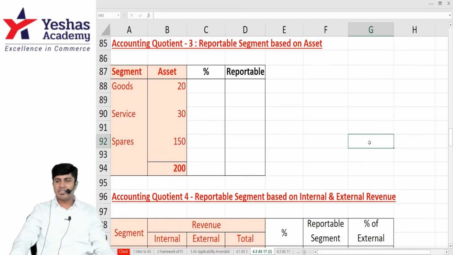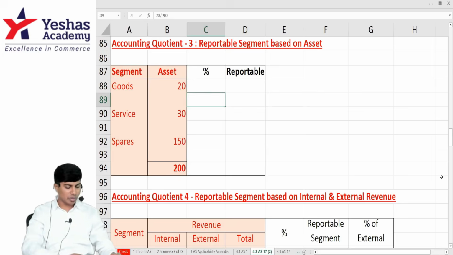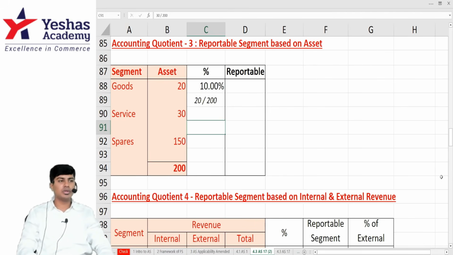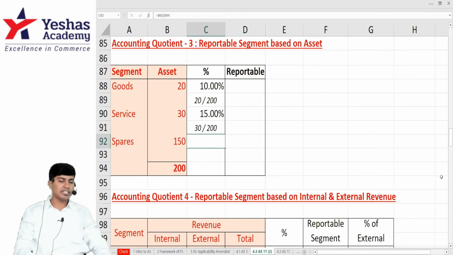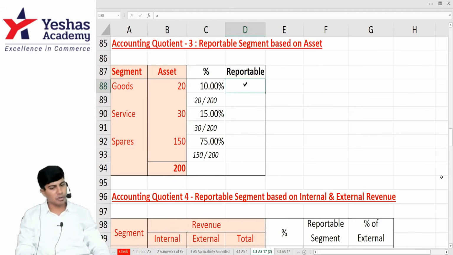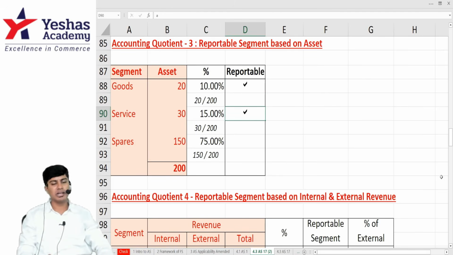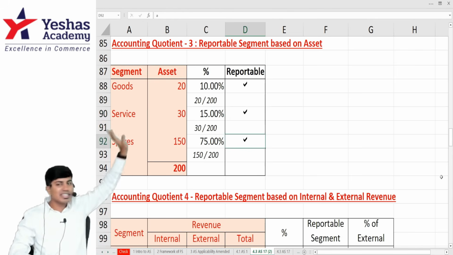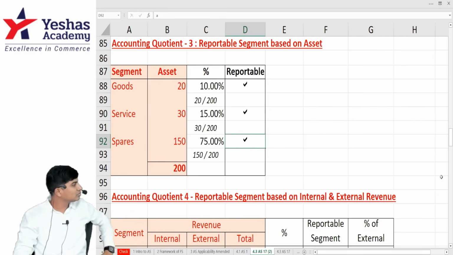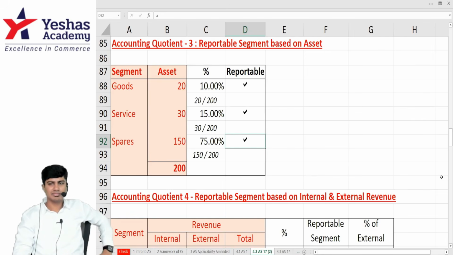Easy. They've given segment-wise assets. Total assets is 200. 20 by 200 into 100, 10%. 30 by 200 into 100, 15%. 150 by 200 into 100, 75%. Which of it is equal to or greater than 10? 10 is equal to 10, reportable. 15 is greater than 10, reportable. 75, reportable. In this business, all segments are reportable. Quick, quick. Everybody done? Very nice.